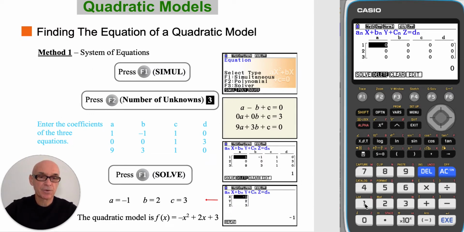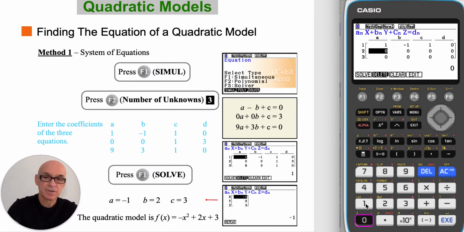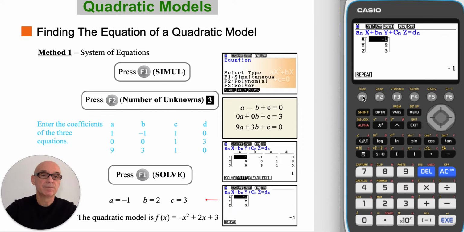So for the first equation, that's 1, -1, 1, and 0. For the second equation, it's 0, 0, 1, and 3. And for the third equation, that's 9, 3, 1, and 0. Then pressing F1 to solve this system.